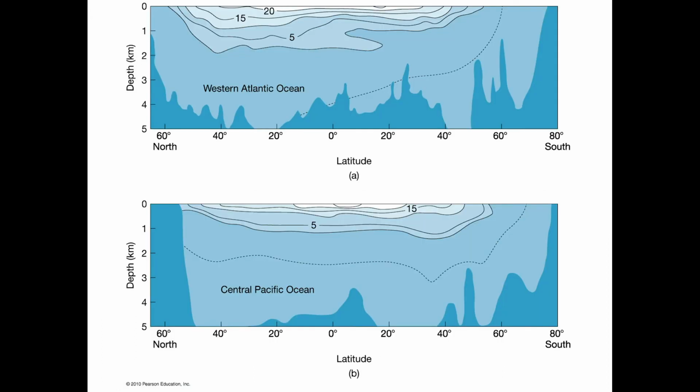When we look at the Western Atlantic Ocean here on the top, this is from 60 degrees north to 80 degrees south, essentially the northern tip of Scotland down to the southern tip of South America, a little past the southern tip of South America, actually. So what we see is the highest temperatures here located just to the south of the equator.